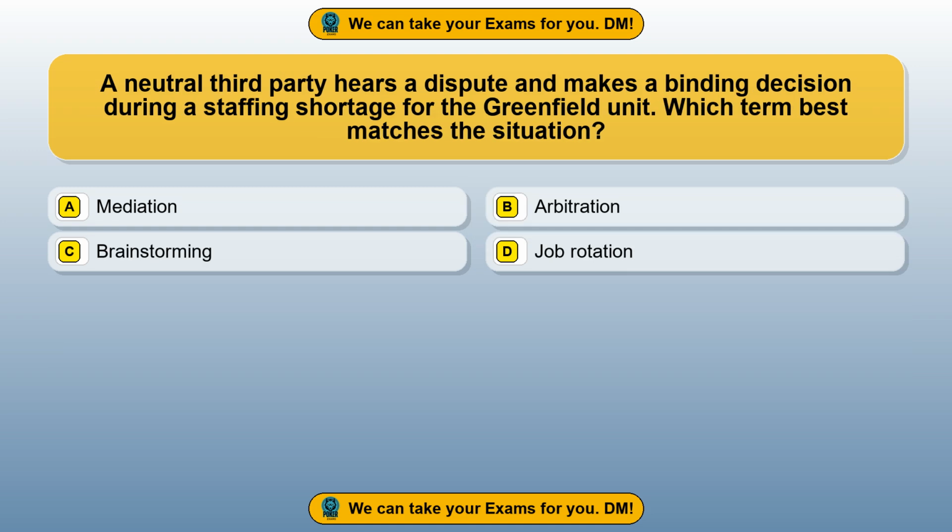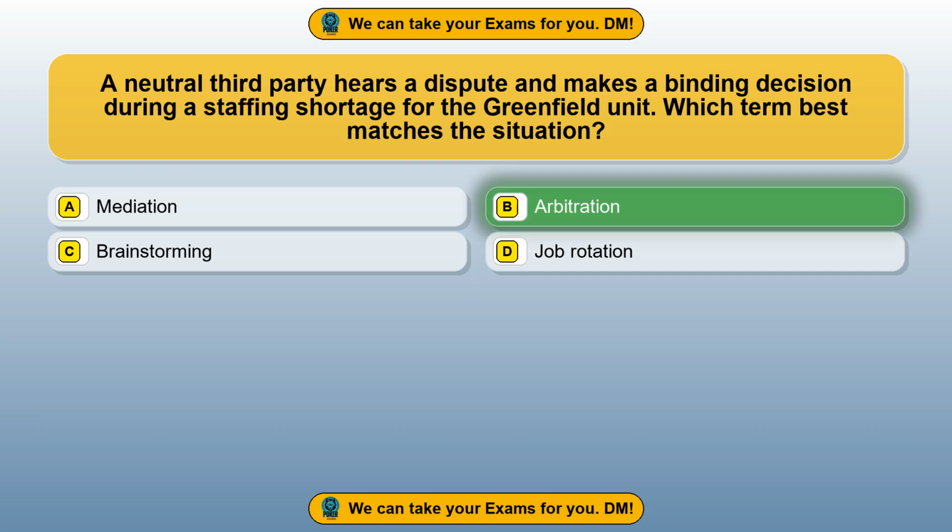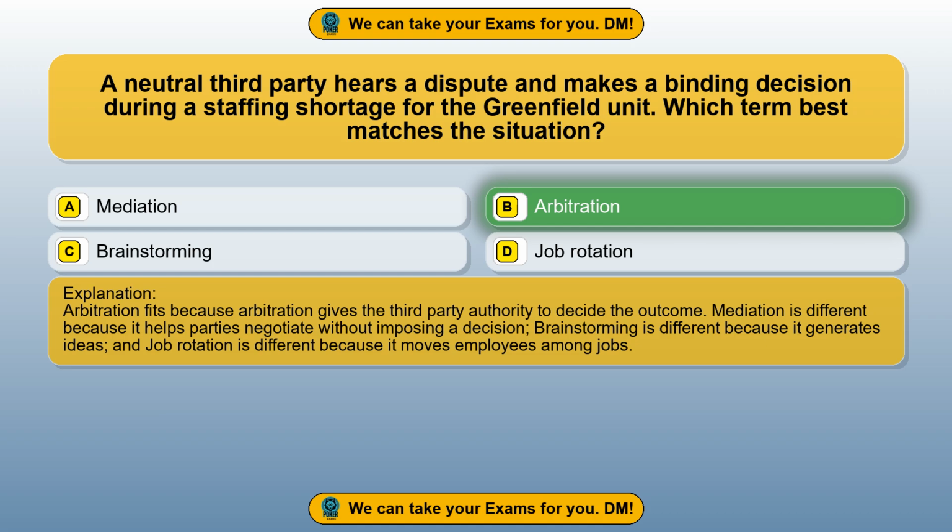Question 68. A neutral third party hears a dispute and makes a binding decision during a staffing shortage for the Greenfield unit. Which term best matches the situation? Option A, mediation. Option B, arbitration. Option C, brainstorming. Option D, job rotation. The correct answer is option B, arbitration. Arbitration fits because arbitration gives the third party authority to decide the outcome.